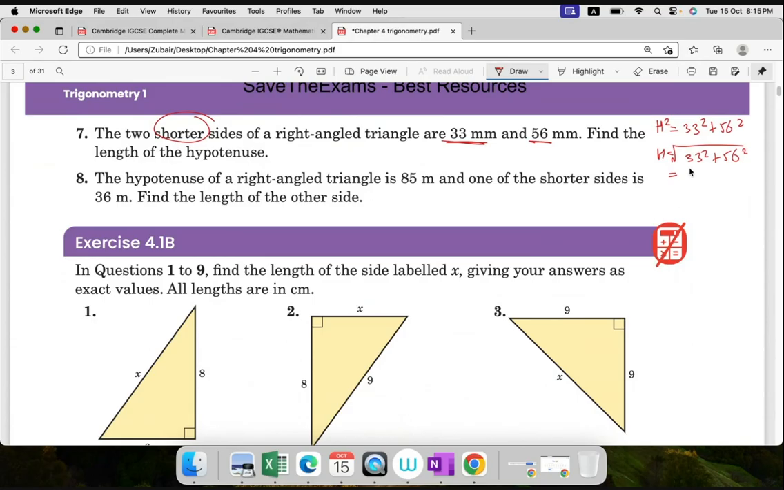So 65 millimeters it is. The hypotenuse of a right angle triangle is 85 meters and one of the shorter sides is 36. Find the length of the other side. So 85 on one side, 36 plus one of the sides, let's say that's x. So 85 squared minus 36 squared and then square root of the answer, I'm getting 77.